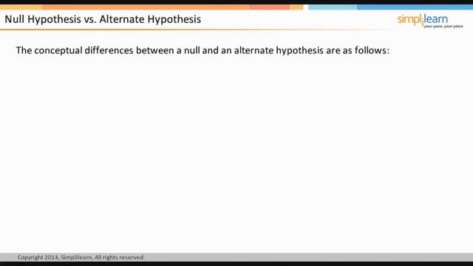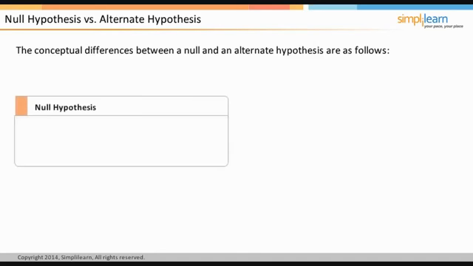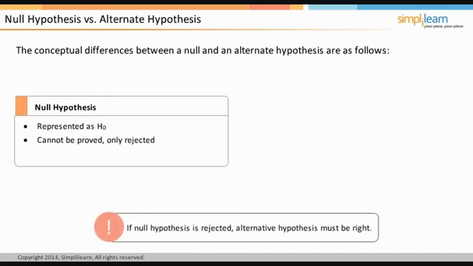The conceptual differences between a null and an alternate hypothesis are as follows. Assume the specification of the current process is itself the null hypothesis. Null hypothesis, denoted as the basic assumption for any activity or experiment, is represented as H0. Null hypothesis cannot be proved. It can only be rejected or disproved. It is important to note that if null hypothesis is rejected, alternative hypothesis must be right.